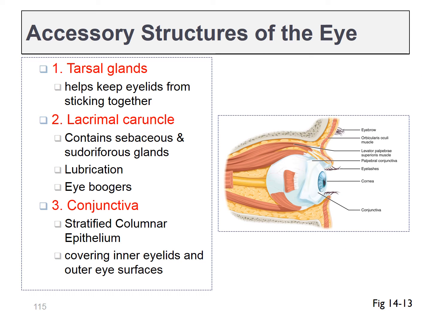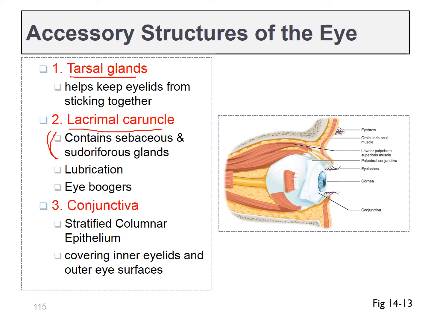Let's start with some accessory structures. There are a number of important glands that help to keep the eye moist. These include some tarsal glands found in the eyelids that help to prevent the eyelids from sticking to the eyes. There are a pair of pinkish blobs on the medial edges of the eyes called the lacrimal caruncles. These produce oily secretions which help to keep the eyes moist.